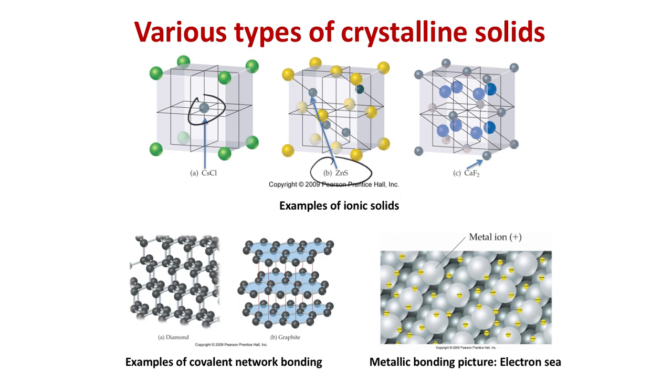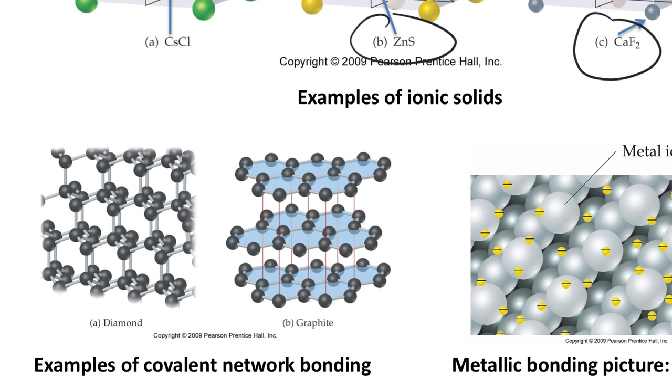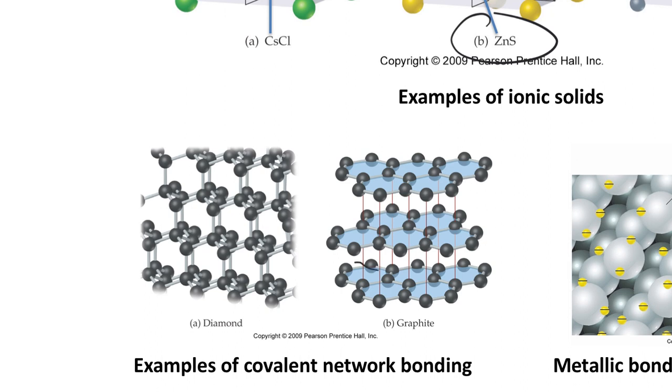Zinc sulfide has a particular nature. Calcium fluoride has a particular pattern. So our ionic solids have some sort of a repeating pattern that allows them to be crystalline in their nature. We see this with diamond. We see this with graphite. Graphite, though, we should mention, is kind of like diamond, but it's just a 2-dimensional sheet of carbon atoms. And then those sheets are connected through intermolecular forces.